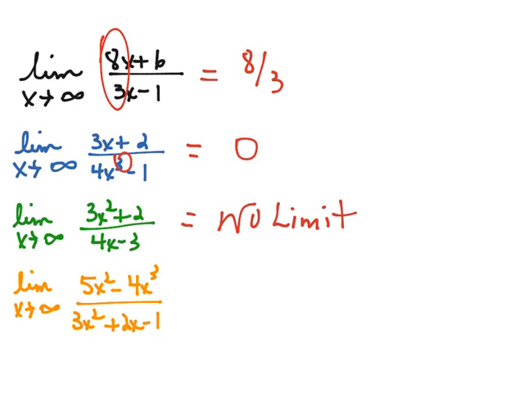And in our last example, the limit as x approaches infinity of 5x squared minus 4x cubed over 3x squared plus 2x minus 1. Again, notice that the greater power is in the numerator. There's no horizontal asymptote, so there is no limit as x approaches infinity.